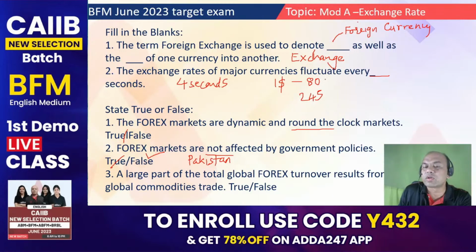Means they have gone from around 100 to 245 in 1 year. Why in 1 year? Because of the government policies. Wrong policies made by the government. Sri Lanka, what happened? Same thing. Sri Lanka, same reason. Wrong government policies. Okay. So government definitely affects the forex rate.